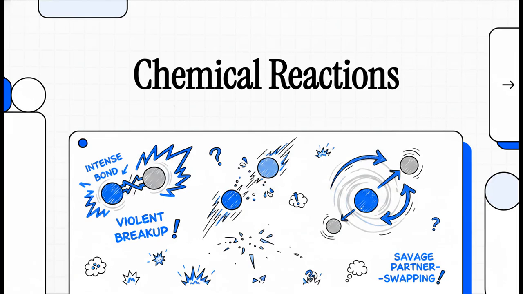Welcome to This Explainer. Today we're going to take the invisible, microscopic chaos of atoms and turn it into what it really is, the ultimate reality show drama. We are talking about intense bonds forming, violent breakups, and honestly, savage partner swapping. By the end of this, you won't just see chemistry as a bunch of boring equations on a whiteboard, you're going to see these dramatic storylines playing out in the real world all around you.